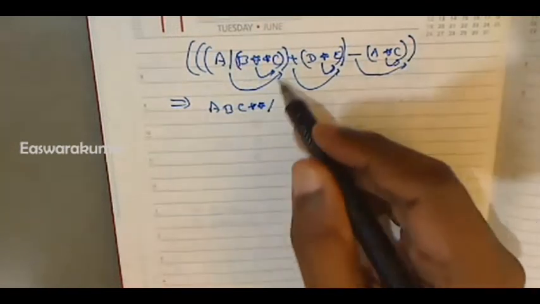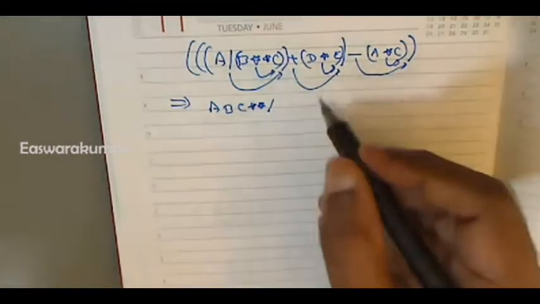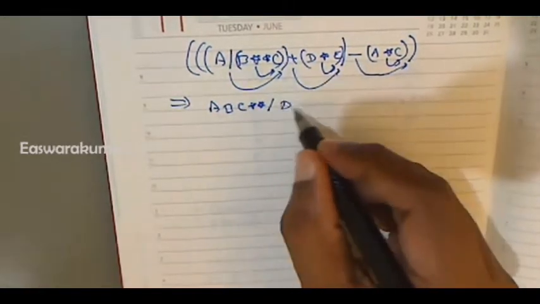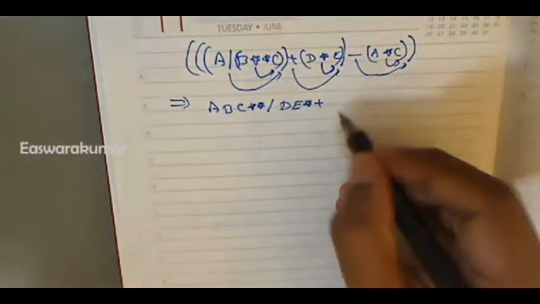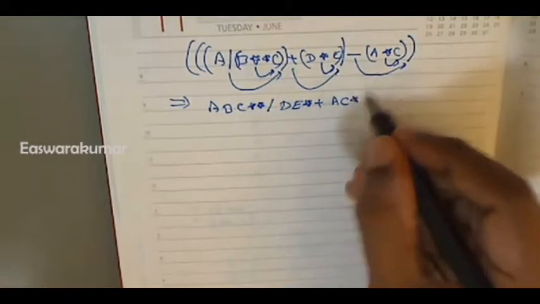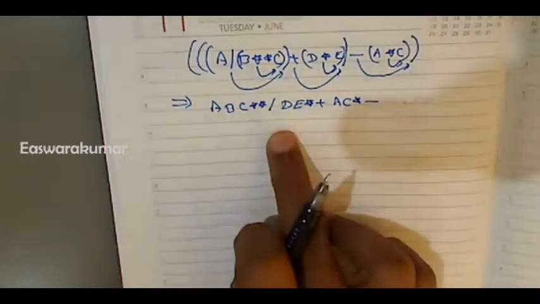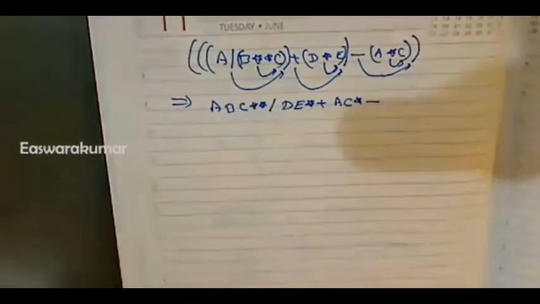If there is any confusion, you can use a different symbol. That is not a problem. Then here D, E star, then this plus, then A, C star, then this minus. So this is the postfix representation of this particular equation.